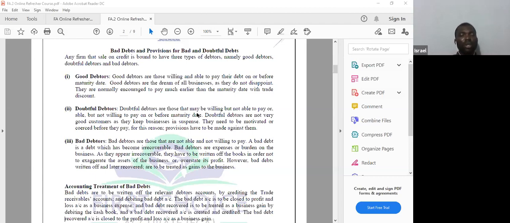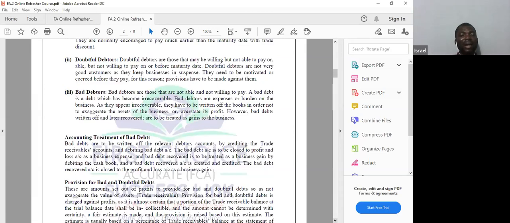Those are provisions. So now the question is, how do we treat bad debt? Bad debts are written off. The way we normally treat bad debt is that bad debts are written off to the profit or loss account, and on the relevant debtors account. So they are written off, number one, on the client account, and number two, on the profit or loss account.